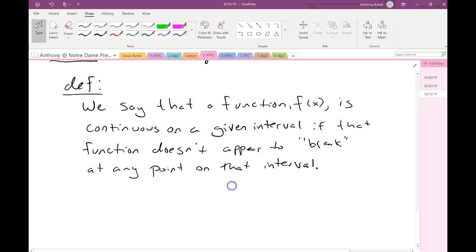So when we talk about continuity, what we're mostly interested in is places where the function fails to be continuous. We call those places discontinuities. And there's three main types of discontinuity that we'll talk about here.